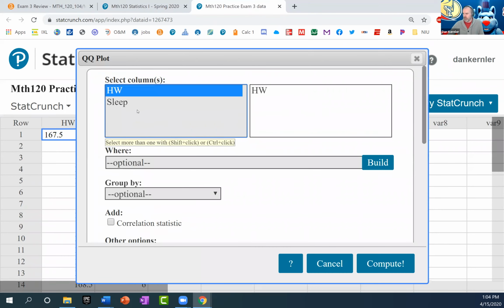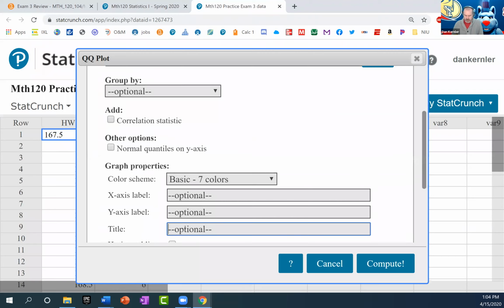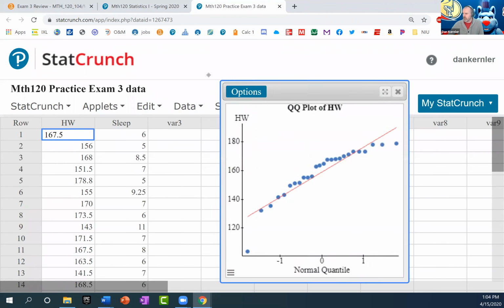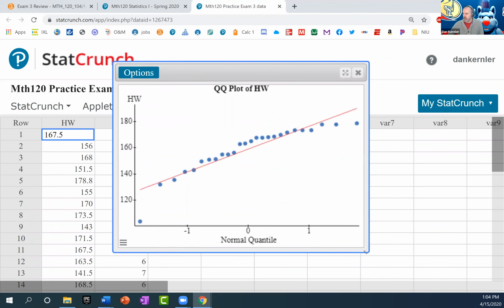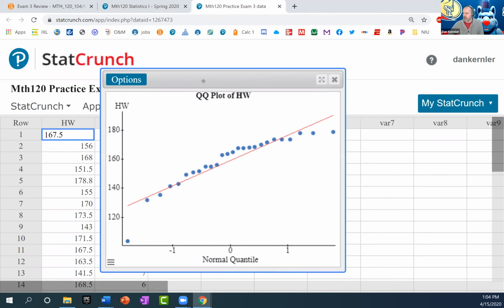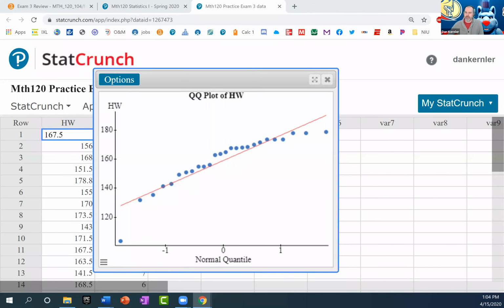We want to do a QQ plot of homework and title this QQ plot of homework. Okay, compute. It doesn't look too bad. What other graph could we also look at? We can do the QQ plot to check for normality. And what other graph could we also do?